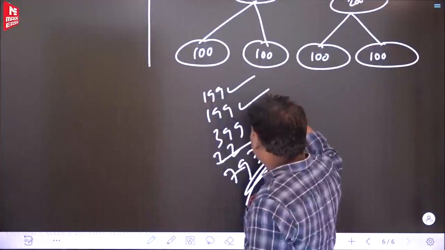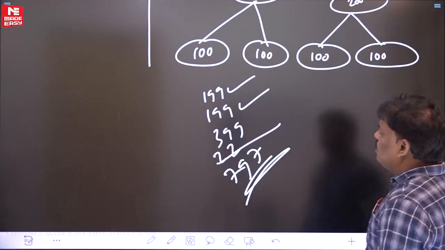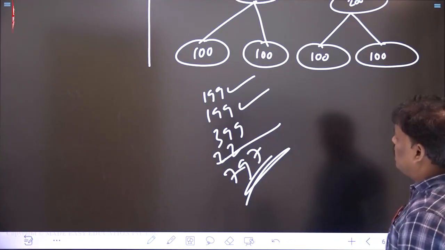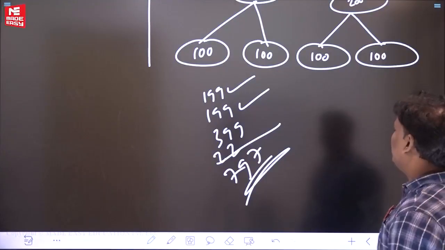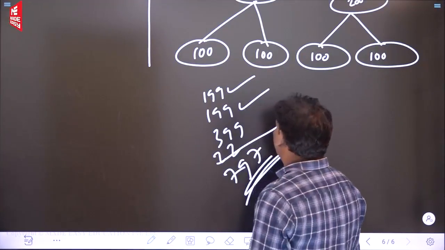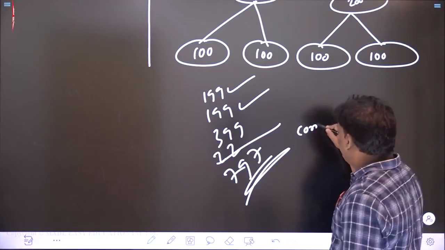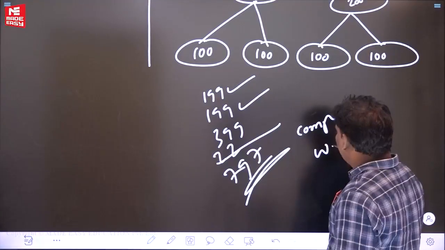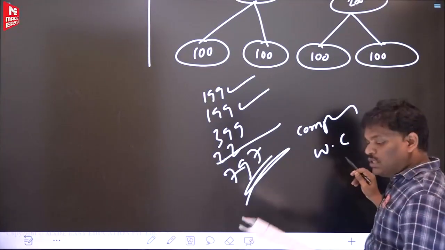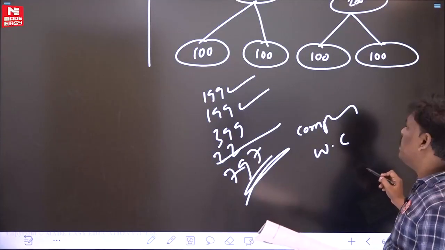Total number of comparisons in the worst case is going to be 797. First time merging, 199 comparisons, worst case. Second time, 199. Third time, 399. Total 797. Right? Totally 797 comparisons are required in worst case. So for question number 9, the answer is going to be 797 comparisons in the worst case.